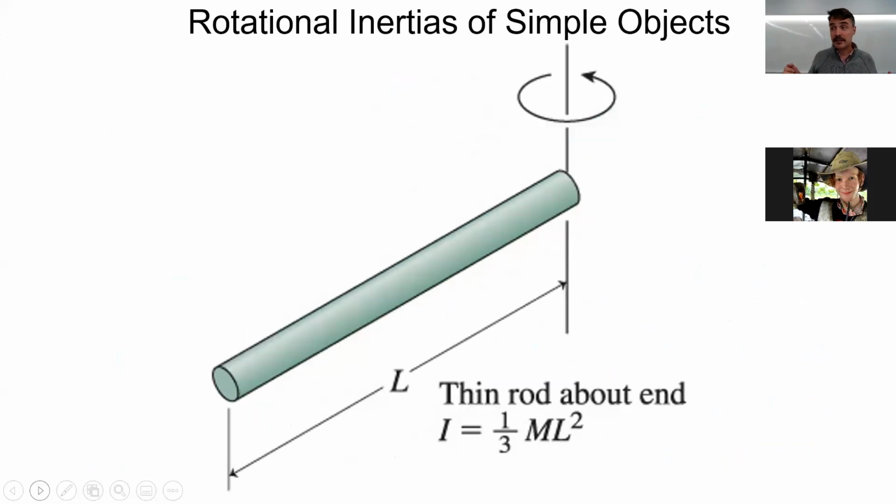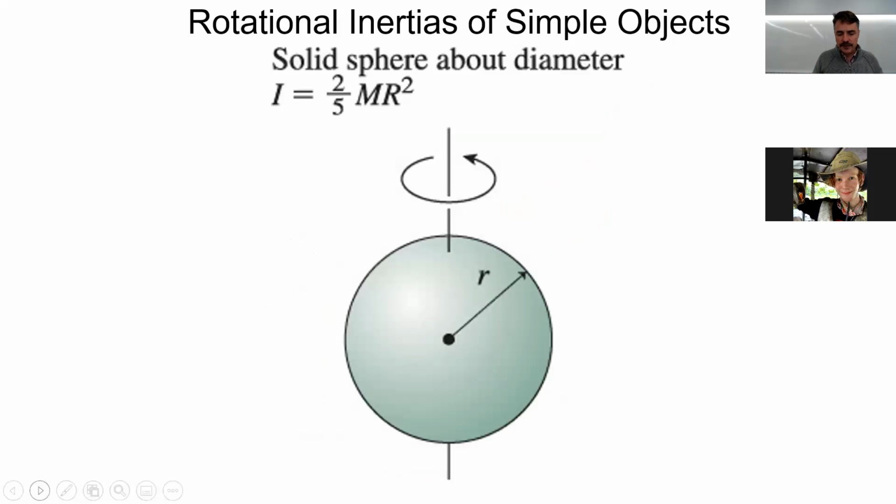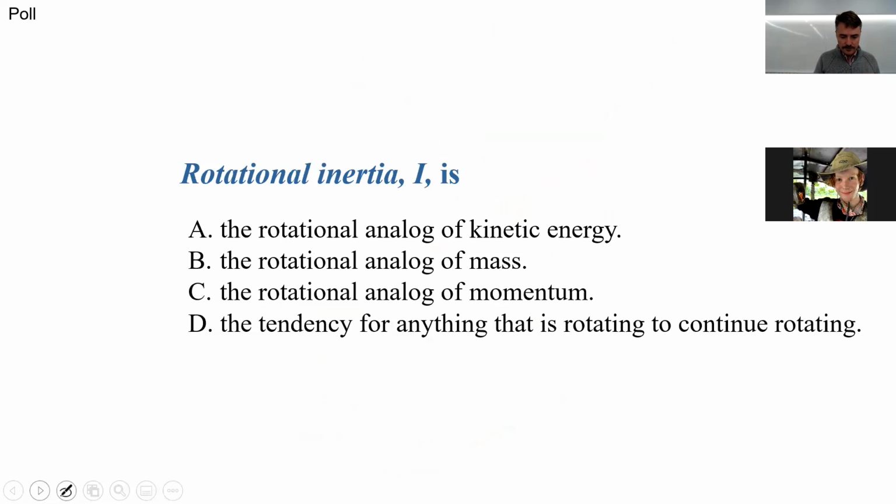But if you rotate it around its end, then it's 1/3 m L squared, so it's bigger. If you have a solid disk that's filled in the middle, you get 1/2 m r squared. If you have a solid sphere, it turns out to be 2/5 the mass of the sphere times r squared. If you have a hollow sphere like a ping pong ball, you get a different equation. It's 2/3 m r squared, again, rotating around its center.